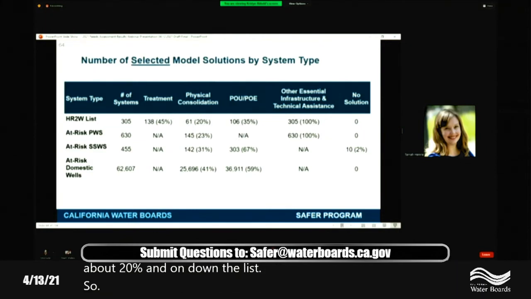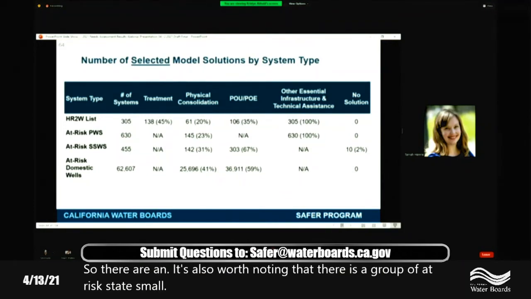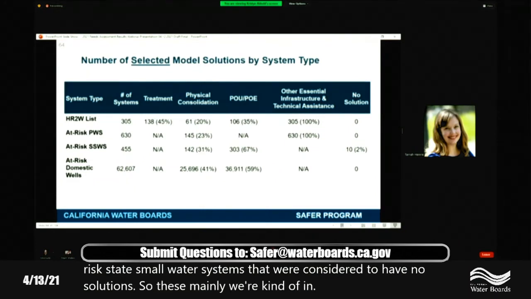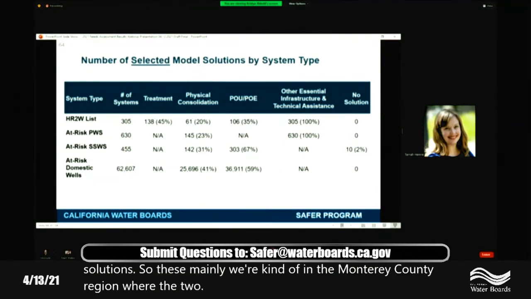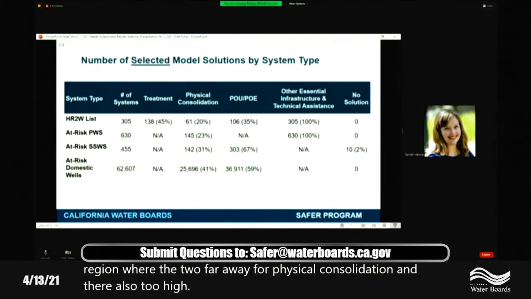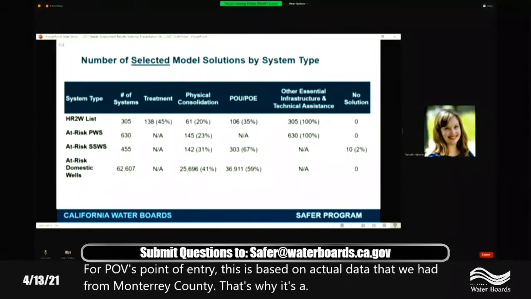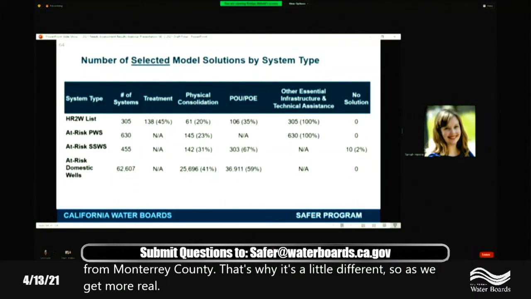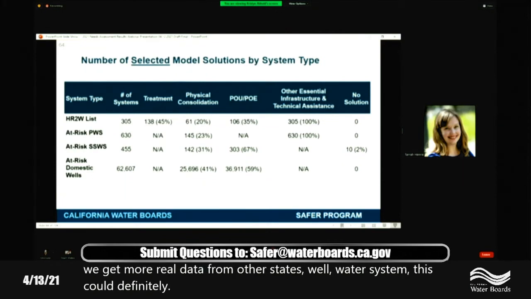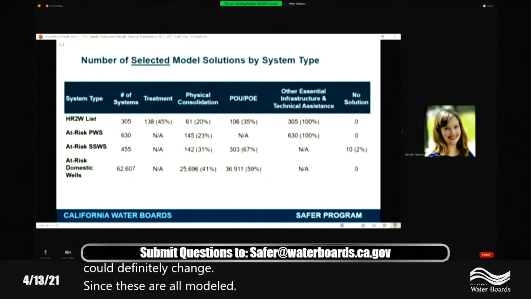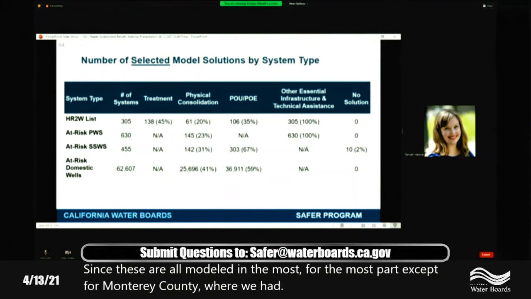It's also worth noting that there is a group of at-risk state small water systems that were considered to have no solution. These are mainly in the Monterey County region, where they're too far away for physical consolidation and also have too high nitrate concentration for point of use, point of entry. This is based on actual data from Monterey County, which is why it's a little different. As we get more real data from other state small water systems, this could definitely change, since these are all modeled for the most part, except for Monterey County where we had actual data.